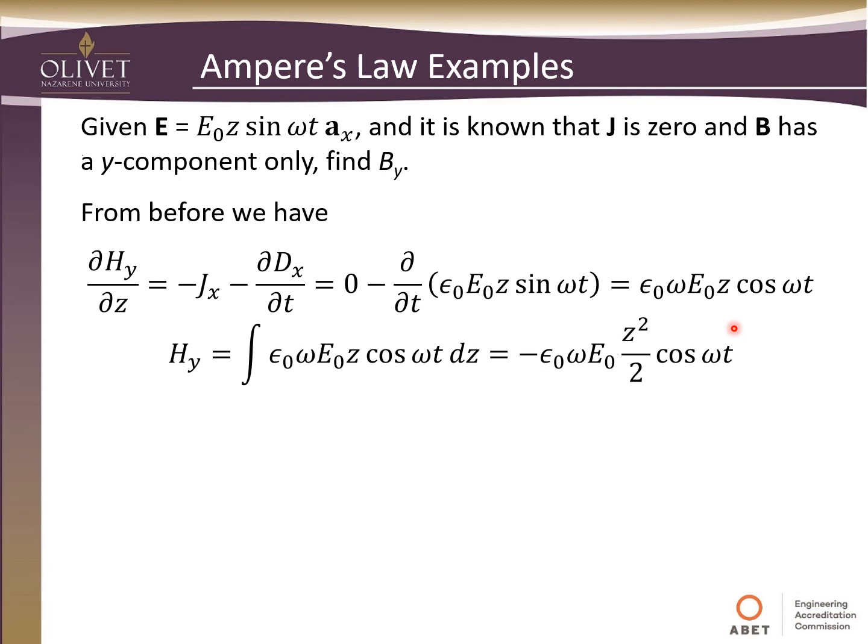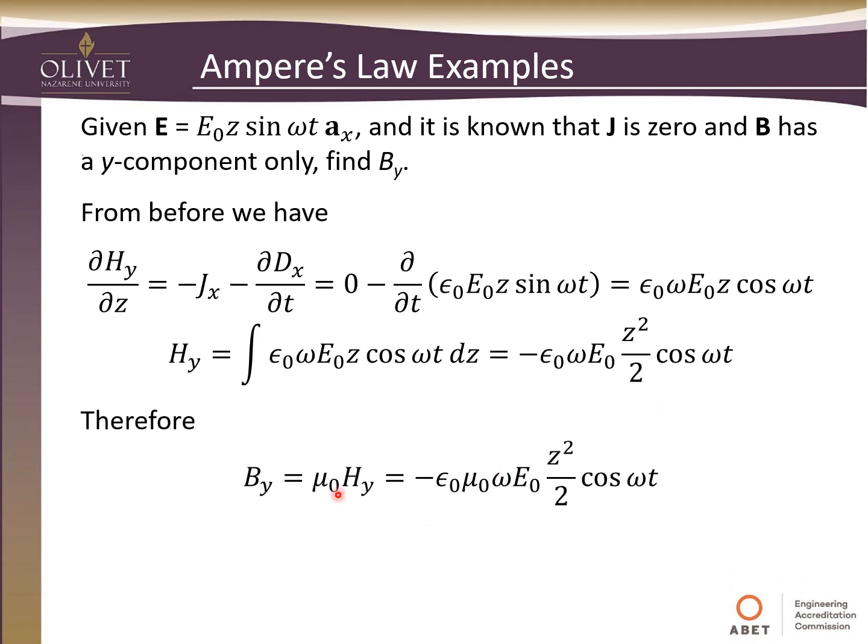So now we know that H sub y, this side, is equal to the integral of both sides with respect to z. So now we integrate this with respect to z. And when we do, the result we get is negative E naught omega times E naught cosine omega t, which is basically where we started, but now we have this z squared over 2 term added in there.